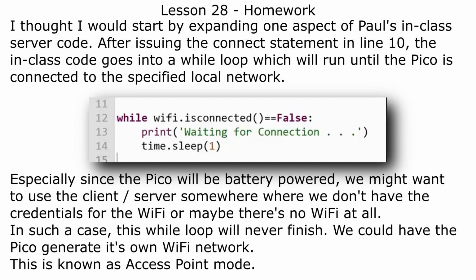After issuing the connect statement in line 10, the in-class code goes into a while loop which will run until the Pico is connected to the specified local network. But especially since the Pico is going to be battery powered, we might want to use the client server somewhere where we don't have the credentials for Wi-Fi, or maybe there's no Wi-Fi at all. In such a case, this while loop will never finish. We could have the Pico generate its own Wi-Fi network though. This is known as access point mode.